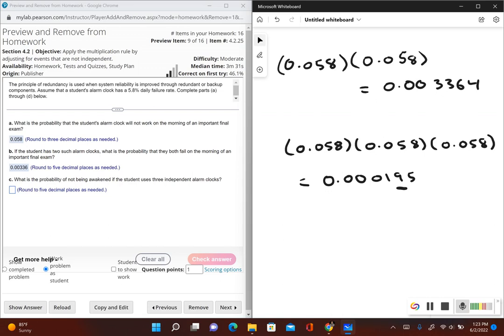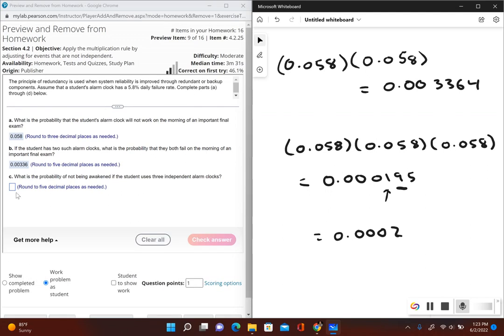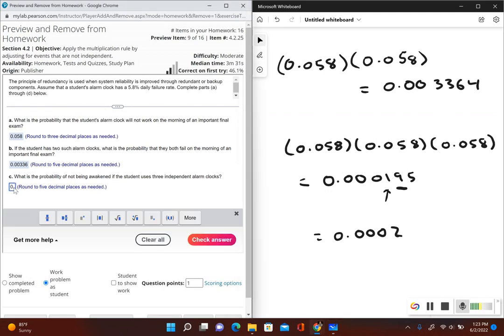Okay, so now this is also asking me to round to 5 decimal places. So this 9 is the 5th decimal place. And if I take a look at the number to the right, that number is 5 or more. So I have to increase that 9 by 1. But now, since I'm increasing the 9 by 1, that becomes 10, which means I have to increase this 1 by 1. So this gives me 0.0002.